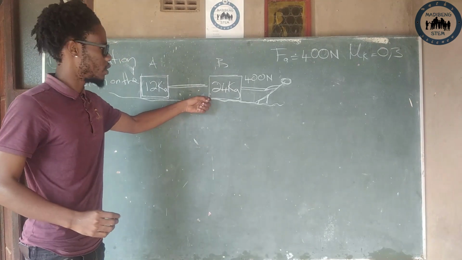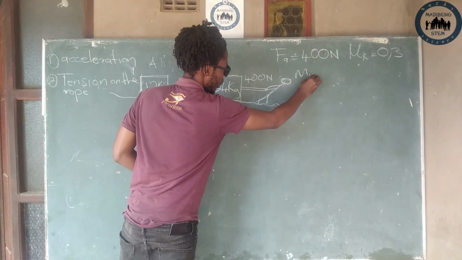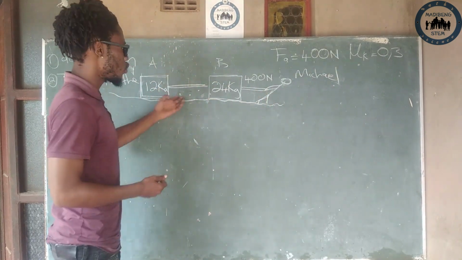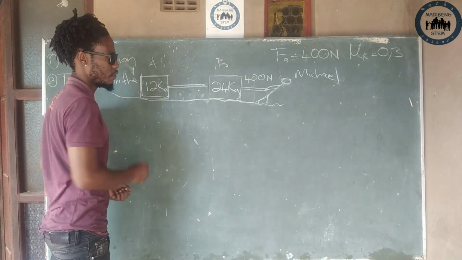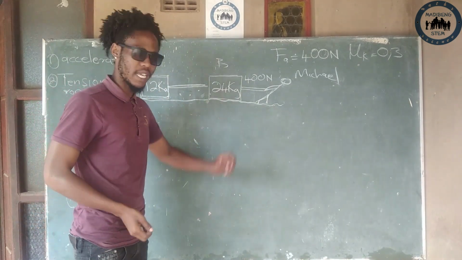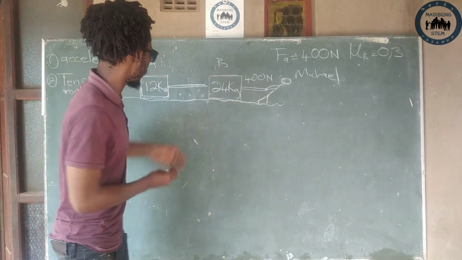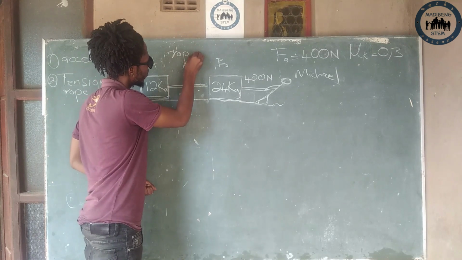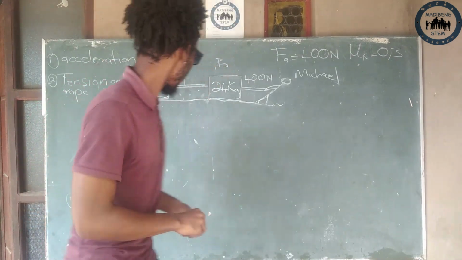Like in this case, you can see here we have Michael. Michael is pulling these two objects. Object A has a mass of 12 kg, and object B has a mass of 24 kg. These two objects are connected with a rope. This is a rope, guys. So what you should know about tension, guys.